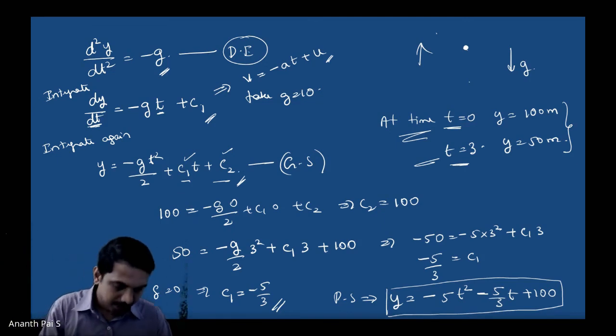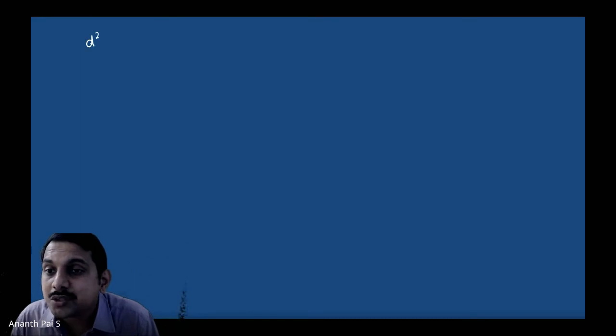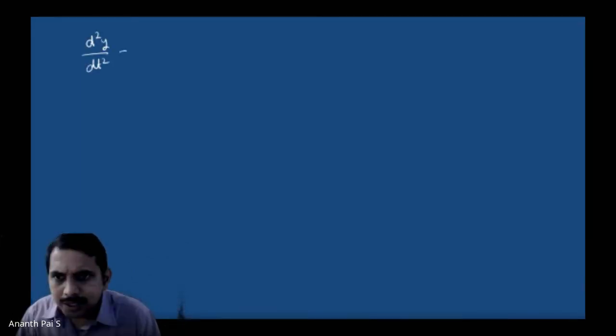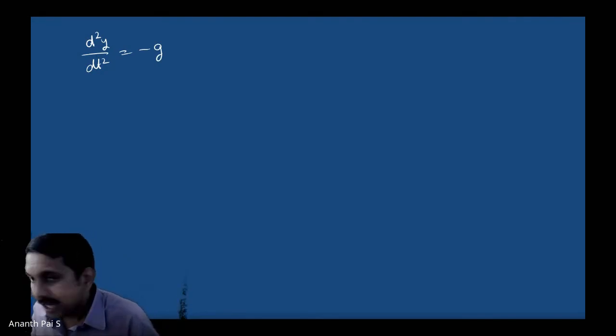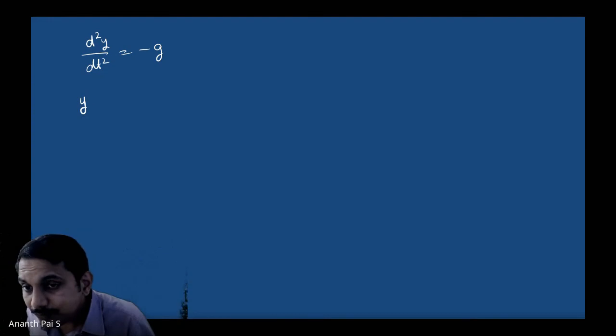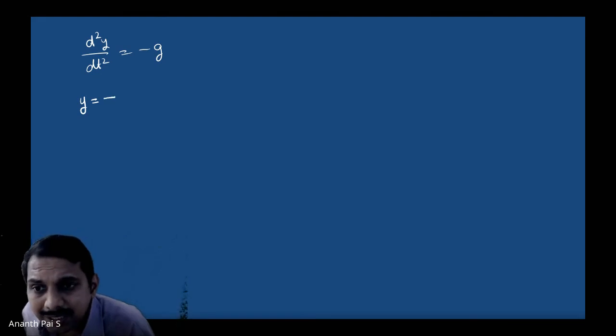Okay. Now, next very, very important point. The same thing here can be told with d square y by dt square is equal to minus g as the equation. Had I used y is equal to minus g t square as a solution.